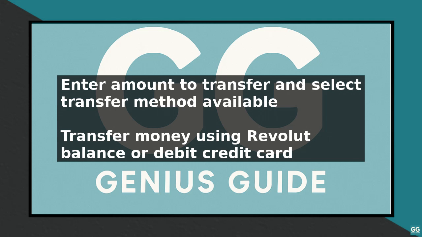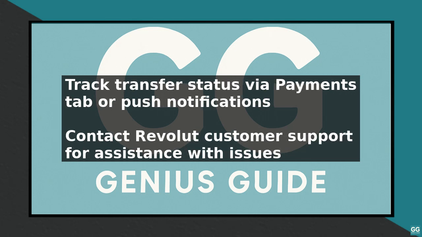To track the status of your transfer, go to the Payments tab and select the transfer you want to track. You can also receive updates on the transfer status via push notifications or email. If you encounter any issues with your transfer, you can contact Revolut's customer support team for assistance.